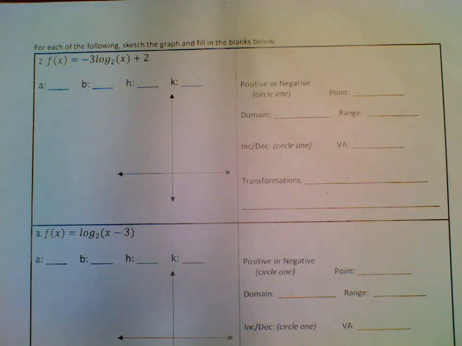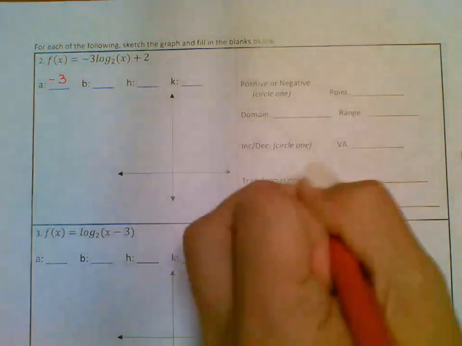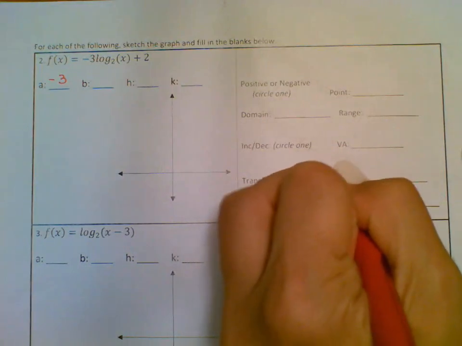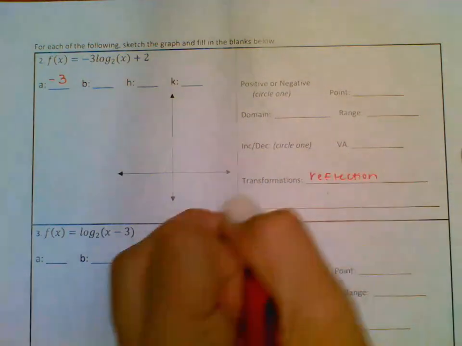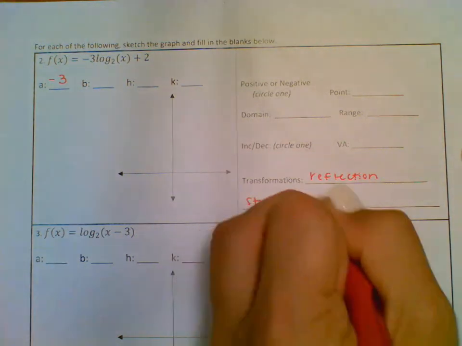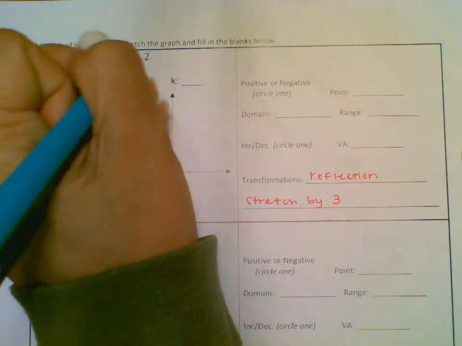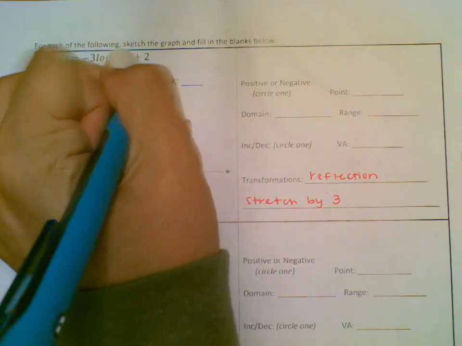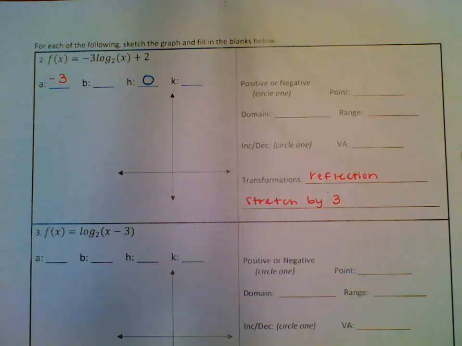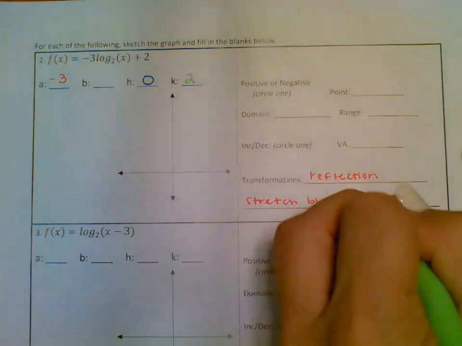So for number 2, my a value is -3 this time. So that gives me a reflection and a stretch by 3. My h is inside the parentheses as 0. And then my k is up at 2, up 2.